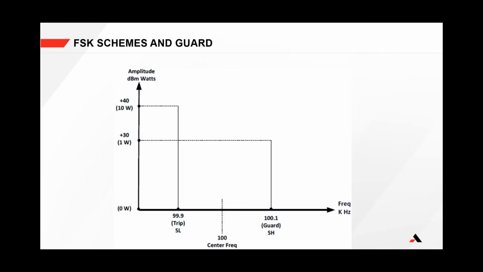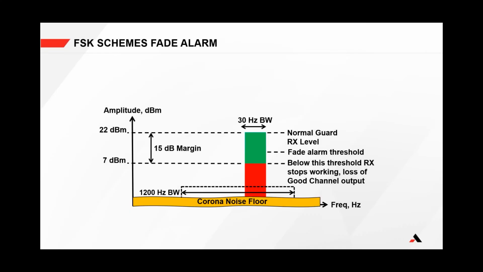FSK in the idle state always transmits guard, typically at a lower power level, to the other end of the line. This allows the receiving end to continuously know the current state of the communication path on the power line, as well as provide an early warning if the signal level starts to degrade. In this diagram, the calibrated received guard level is shown in green. If this signal degrades for some reason, then the fade alarm will be triggered when it reaches the programmed fade alarm threshold. This threshold is set at a receiver level that still allows for the protection scheme to operate.